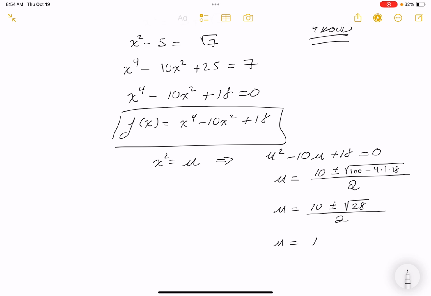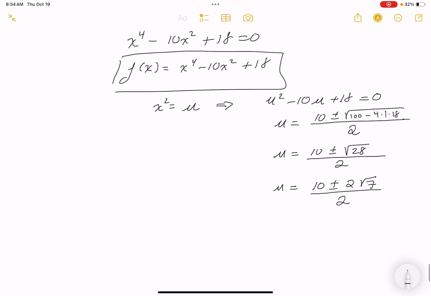u equals 10 plus or minus the square root of 28. The square root of 4 is 2, so 2 root 7, over 2. All right, I'm going to divide through. And what do you get there? u equals 5 plus or minus the root of 7. By the way, 5 plus root 7 is a positive number, and 5 minus root 7 is also a positive number. But I don't want u, I want x.